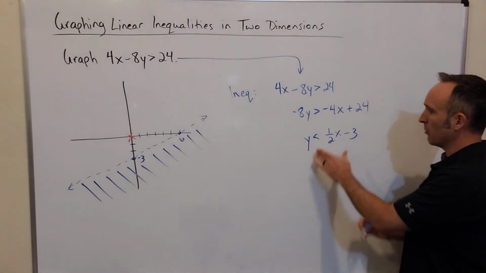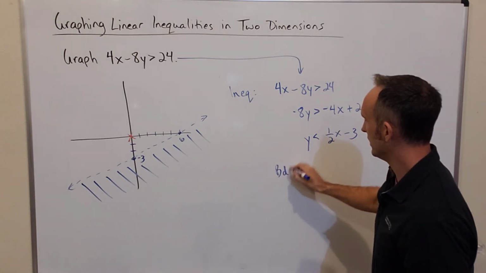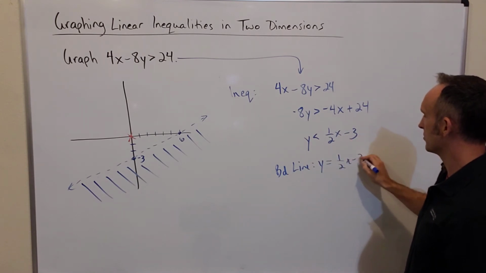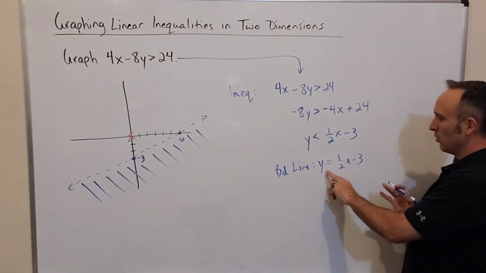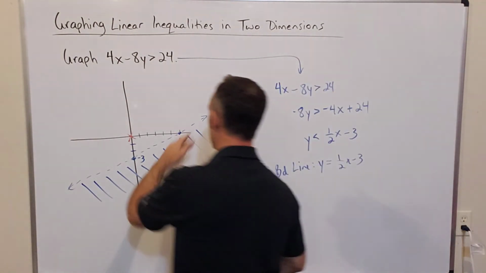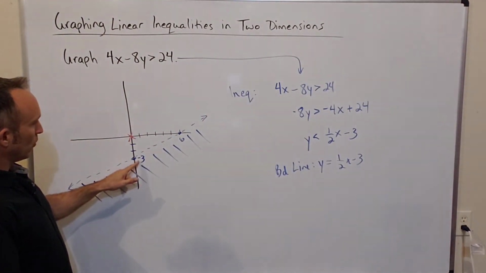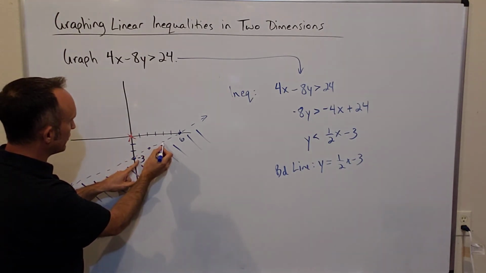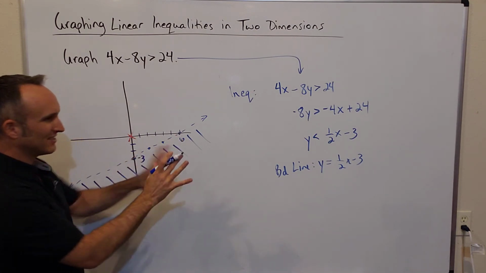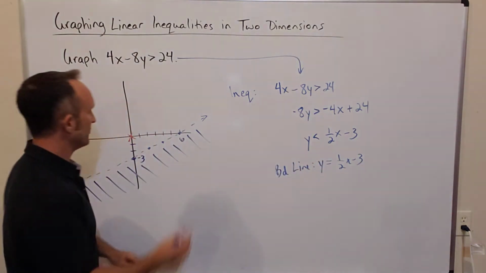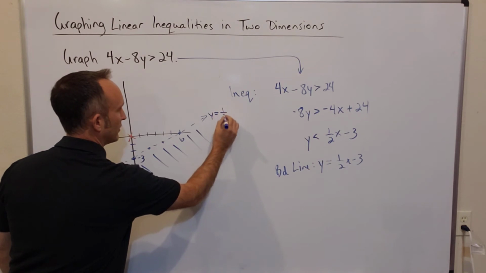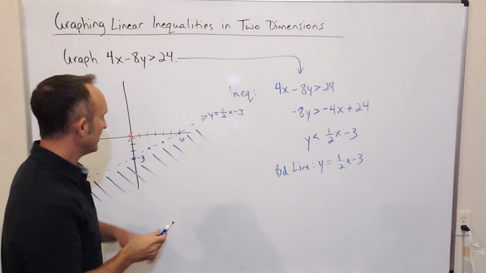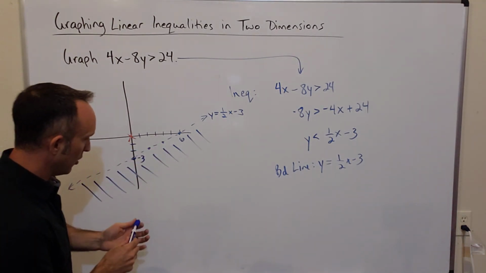And so here we have our new inequality, and we can get our boundary line, which is y equals 1/2 x minus 3. So if you look at 1/2 x minus 3, it's exactly the same as the boundary line we had before. Y-intercept of negative 3, rise 1, run 2. It has the right slope of 1/2 also. So now when I label it, I label my boundary line as y equals 1/2 x minus 3. It's the same line.